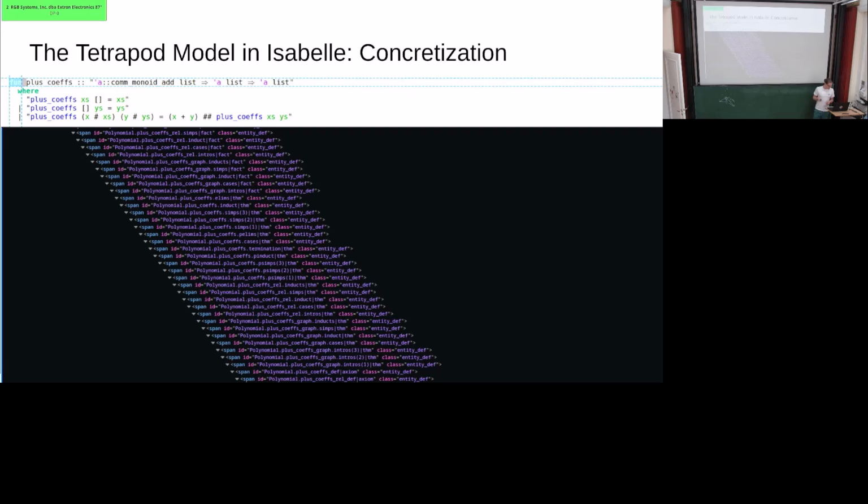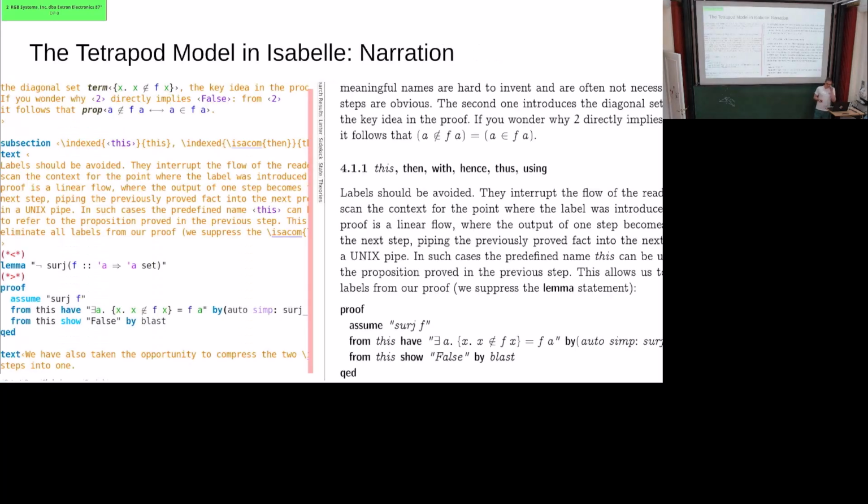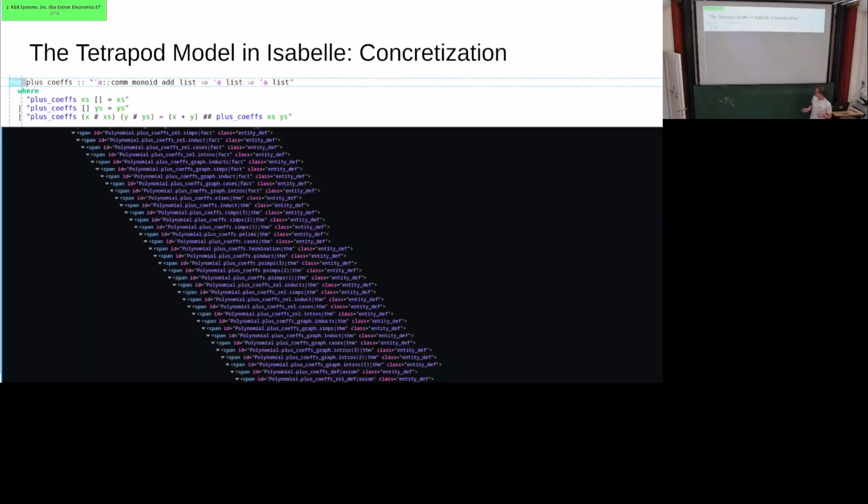Yeah, so this is about concretization. The next aspect, which I think is really underlooked in ITPs, but it's also really important, is narration. Sorry? Can I ask one more question about this concretization? Yes. So what does this whole mass of HTML have to do with concretization?